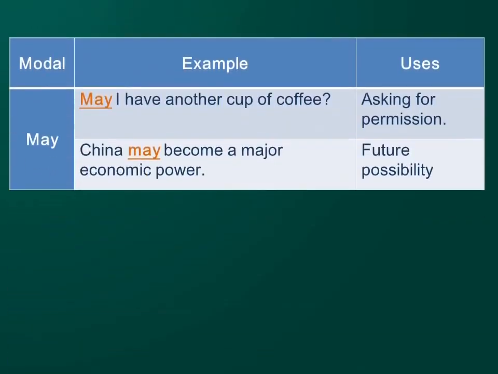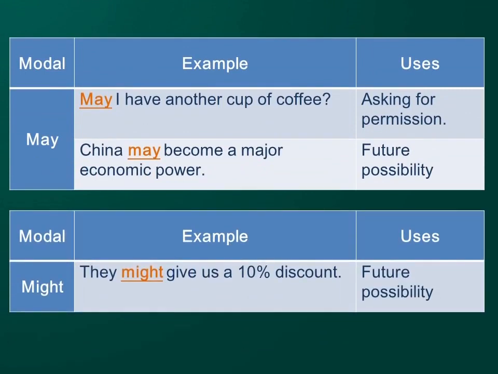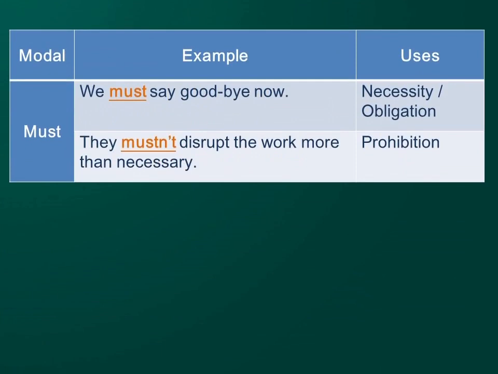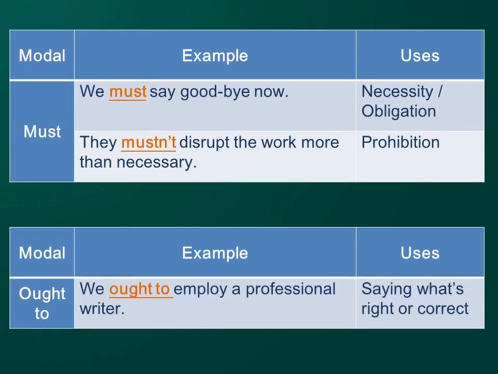May. Examples: May I have another cup of coffee? China may become a major economic power. Might. Example: They might give us a 10% discount. Must. Examples: We must say goodbye now. They mustn't disrupt the work more than necessary. Ought to. Example: We ought to employ a professional writer.